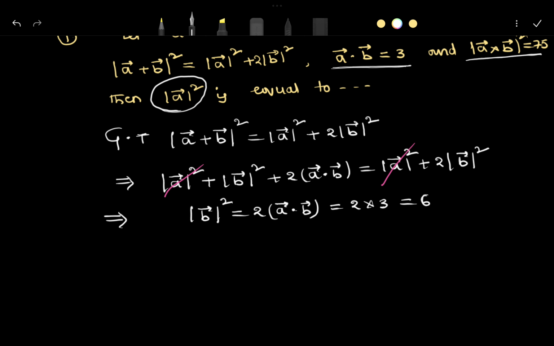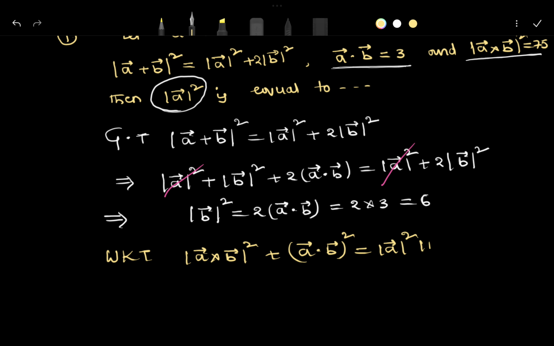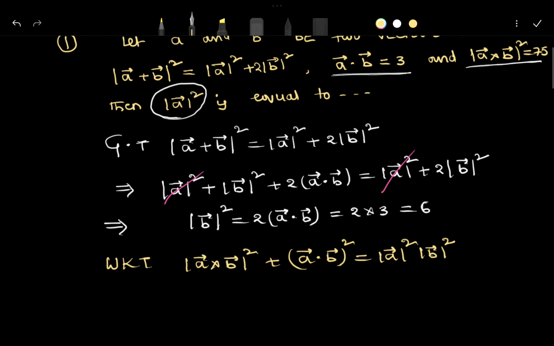We know one formula, the Lagrange's identity in vectors. What is that formula? Modulus of a cross b whole square plus (a dot b) whole square is equal to modulus of a bar whole square into modulus of b bar whole square. By using this formula, modulus of a cross b whole square is 75.